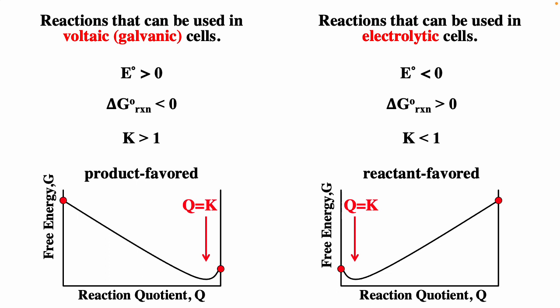And so if your potential is positive, that means your delta G naught is negative, K will be greater than 1. It's product favored. It's a spontaneous process, and it can be used for a voltaic or galvanic cell. Again, voltaic, galvanic, I'll use those two terms interchangeably. If your potential is negative, then delta G naught is going to be positive. It will be a non-spontaneous process. Your K will be less than 1. It's a reactant-favored process, and you can use it for an electrolytic cell.